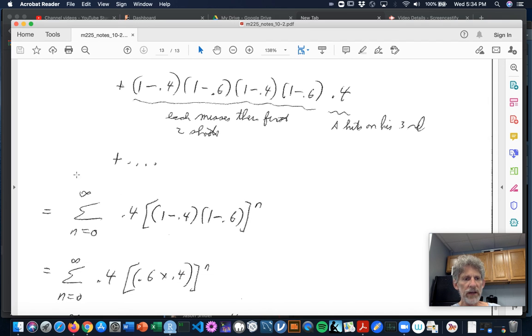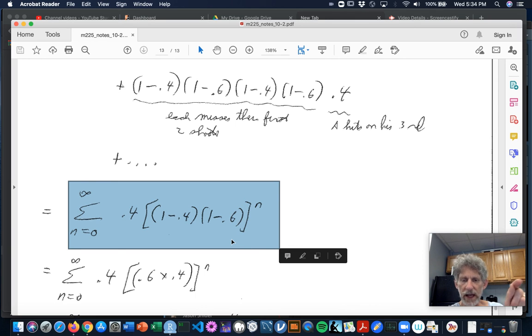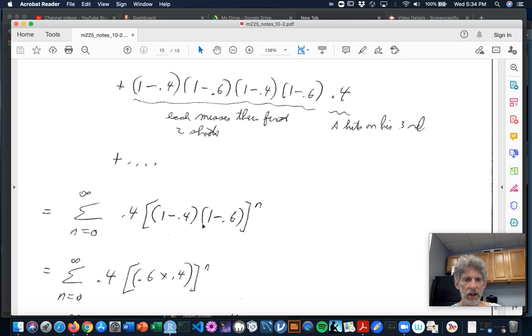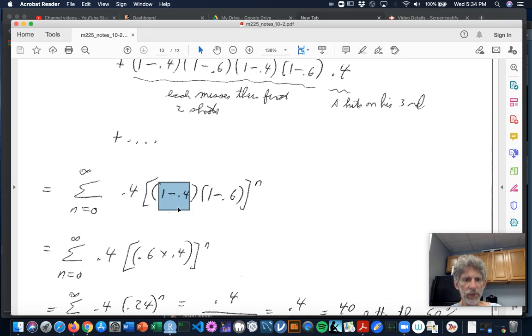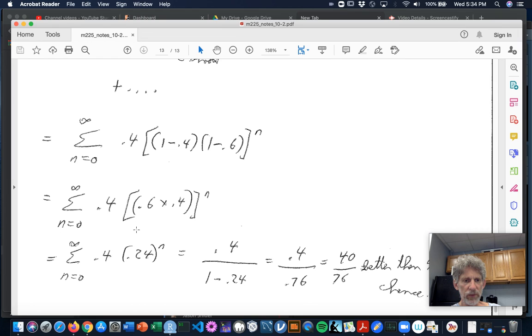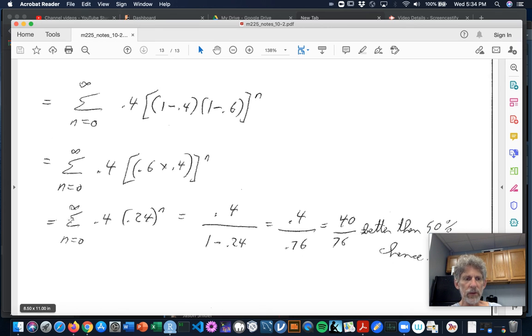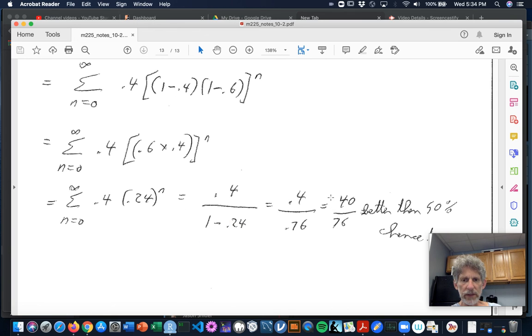So I could actually write that infinite series in standard form as a geometric series, like that. And 1 minus 0.4 is 0.6. 1 minus 0.6 is 0.4. 0.6 times 0.4 is 0.24. The ratio in this infinite series is 0.24. It's between minus 1 and 1. So this infinite series converges to the constant term over 1 minus the ratio. That actually reduces to 40 divided by 76, which is a little bit more than 0.5.